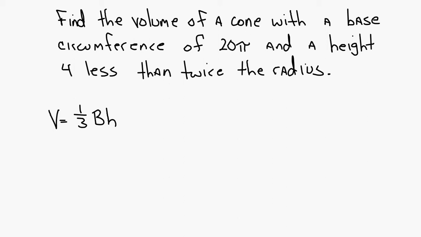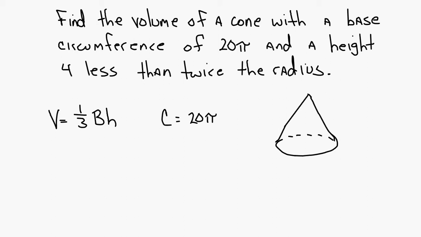So look, here's what you're dealing with. You've got a cone, right? You need to find the volume of the cone. The circumference of this base is 20 pi. So the circumference equals 20 pi. What's the shape of the base of a cone? Circle. It's a circle, isn't it?